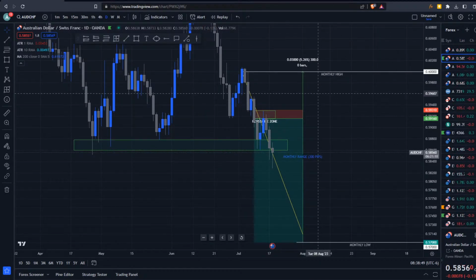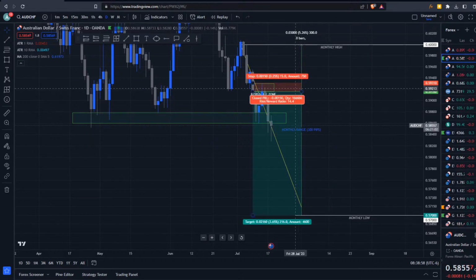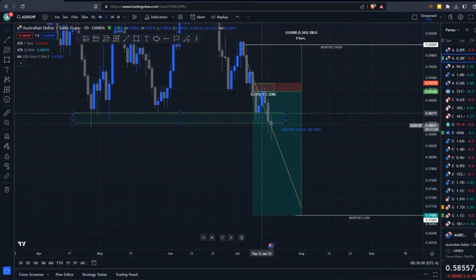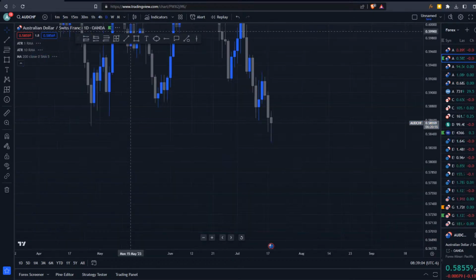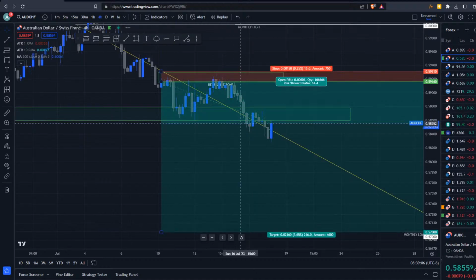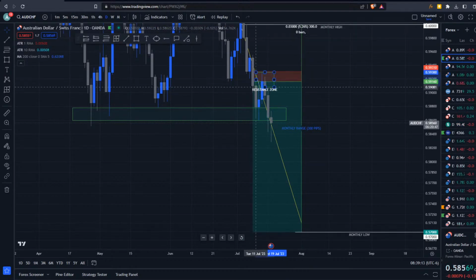Aussie Swiss currently in this trade. I want it to break lower down to its monthly low target of 57 here. It is currently breaking this area, so hopefully the daily closes below that. You can see on the 4 hours going to retest this area. Hopefully it rejects and then heads further down. We can move this.